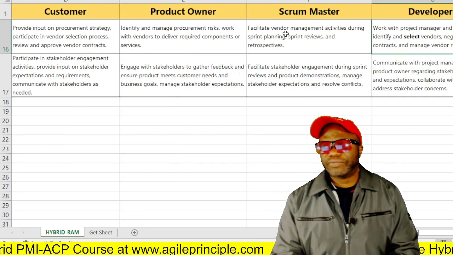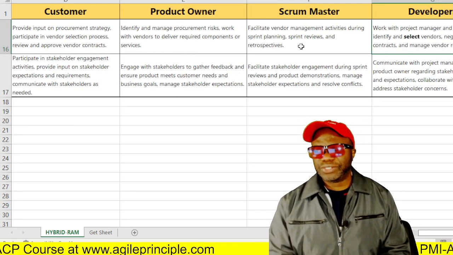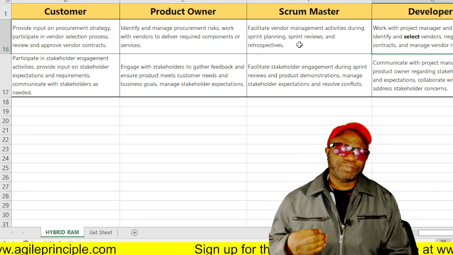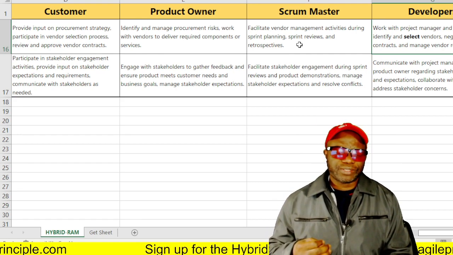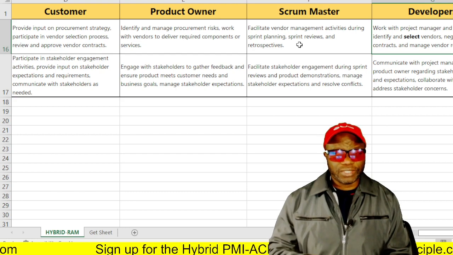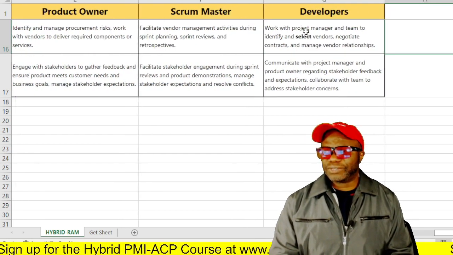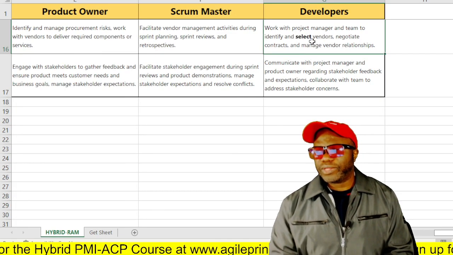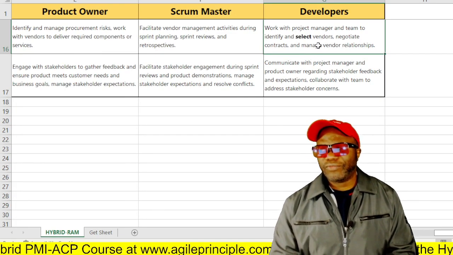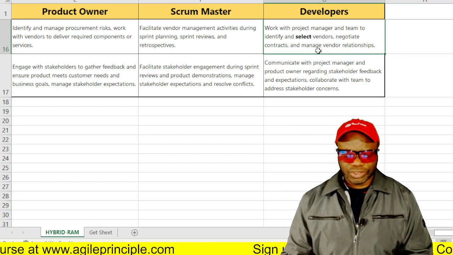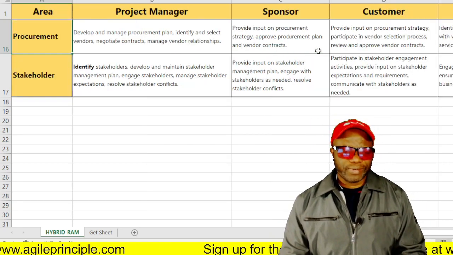The Scrum Master facilitates vendor management activities during sprint planning, sprint reviews, and sprint retrospectives. A lot of times you have these vendors coming in as an add-on to the team, and the Scrum Master needs to facilitate all of those interfaces. Developers work with the project manager and the team to identify and select vendors, negotiate contracts, and manage vendor relationships. Those are project management related stuff.